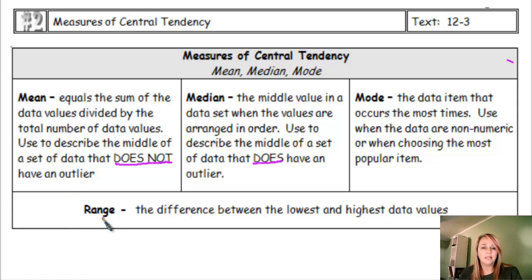The range is not a measure of central tendency, but we use it a lot when we talk about mean, median, and mode. And the range is just the difference between the lowest and highest data values.